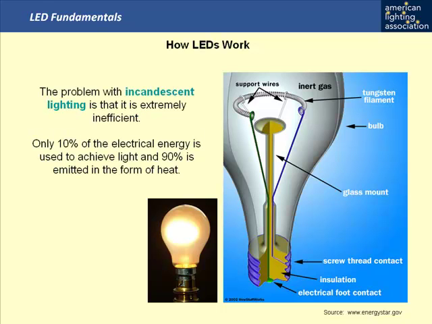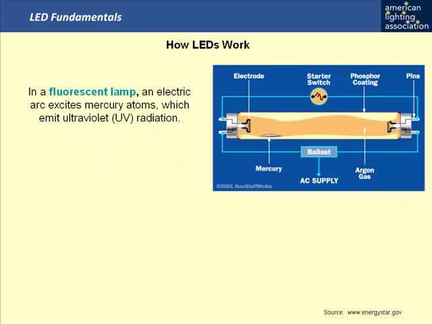One of the great problems, though, with incandescent is that it is extremely inefficient. In fact, only about 10% of the energy that we use to actually create this light is used for the lighting purpose, and 90% of the energy is actually emitted in the form of heat.